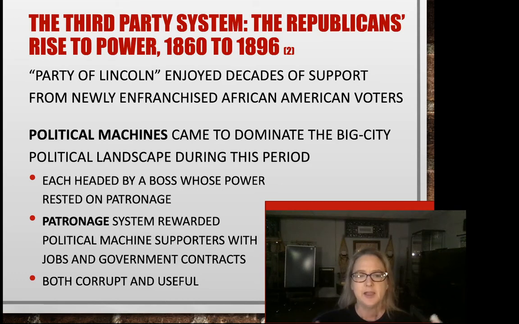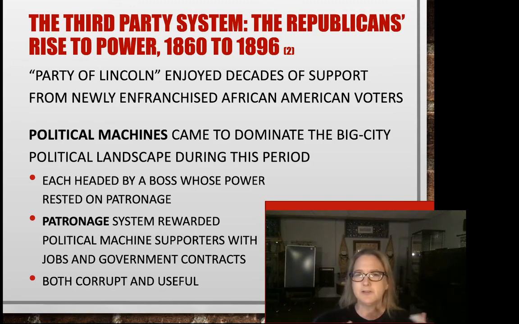Each of those, so this is a little local organization headed by a boss. It's a patronage system. So you support your party, and if your party wins, then you are rewarded with jobs or government contracts. If you are running a business, then you support them, and when they're in power, they support you.